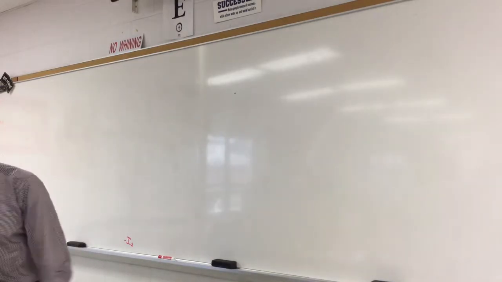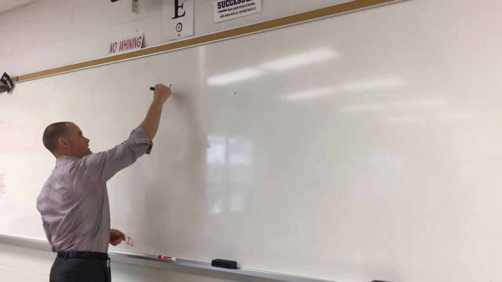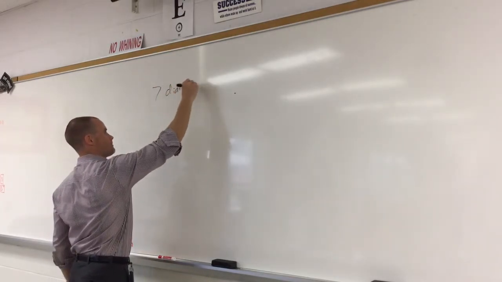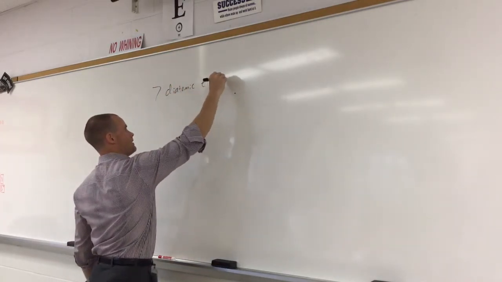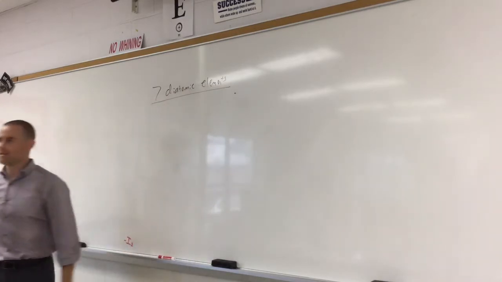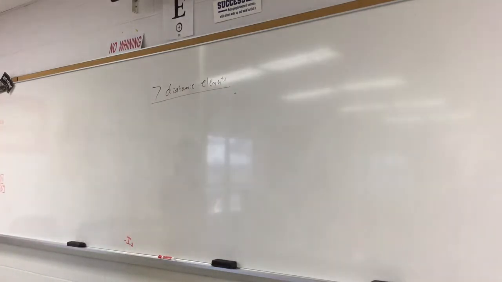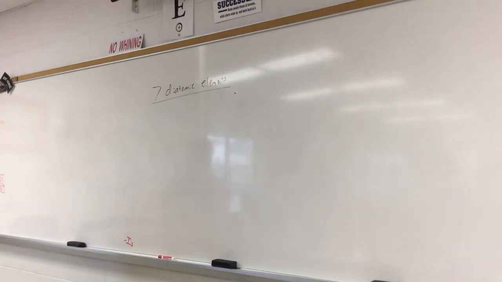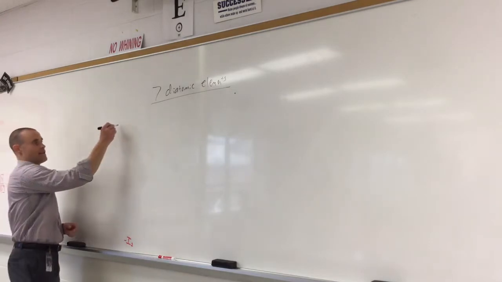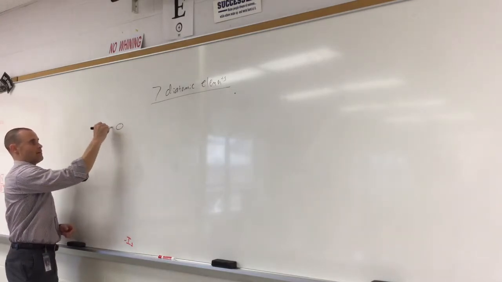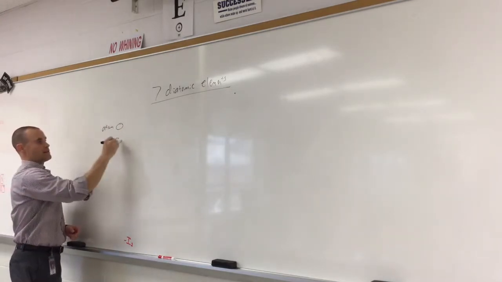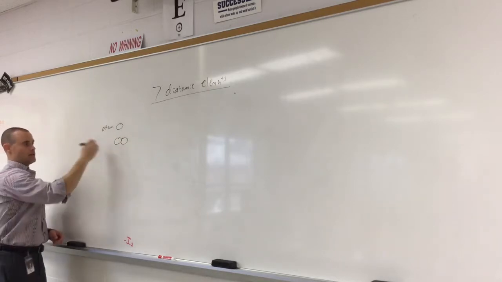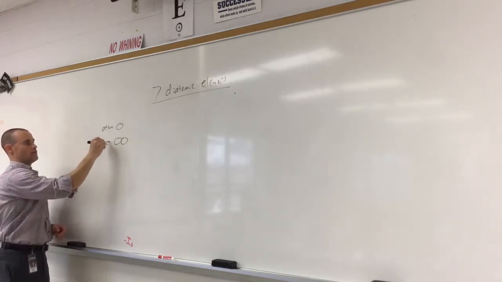So I've got to do one more thing before the bell. Seven diatomic elements. These elements exist in pairs. They do not exist as atoms. For example, iron can exist as atoms of iron, one individual atom. Those exist like that. That's two atoms, called a molecule.